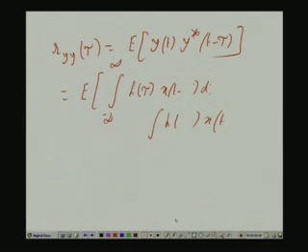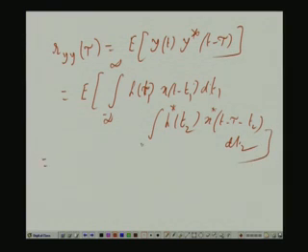Tau is already a constant in r y y of tau, so I cannot use tau as an integration variable. Let me call the integration variables T 1, d T 1 and T 2. This is y star. So that means h star, x star of t minus tau minus T 2, d T 2.